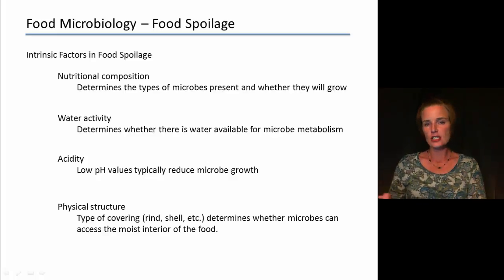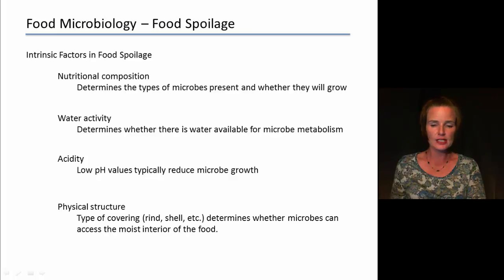And then another one is just the overall physical structure of the product. This might include things like the type of rind or the type of covering. If you think about a thick covering around an orange, that is going to reduce the spoilage. The shell around an egg would be another example. So really this is determining whether or not the microbes are going to be able to access the moist interior of the food. So the moist interior of the egg, the moist interior of the apple or the orange, and products such as that.